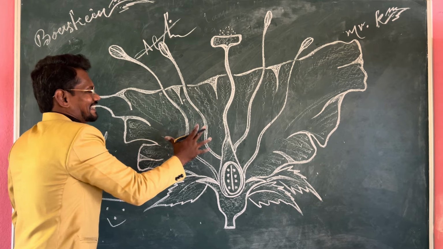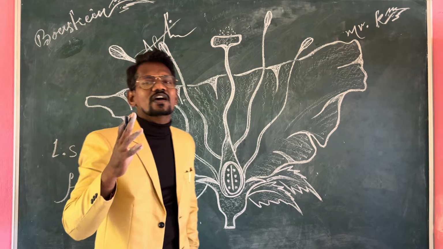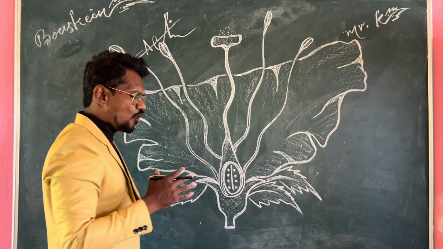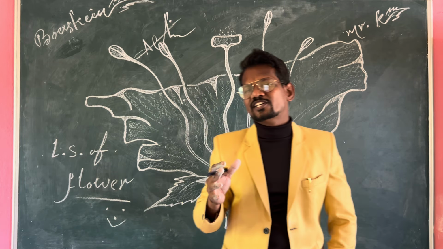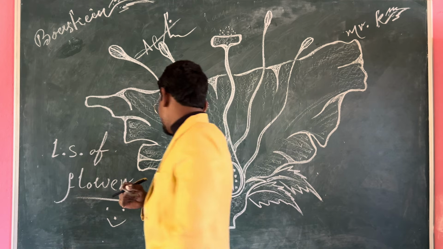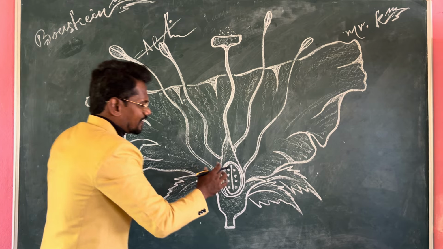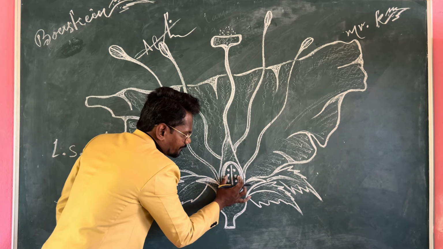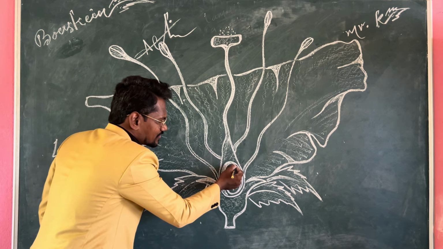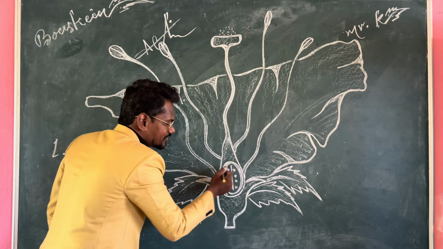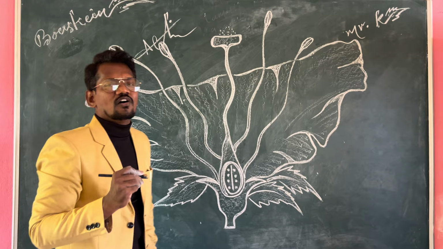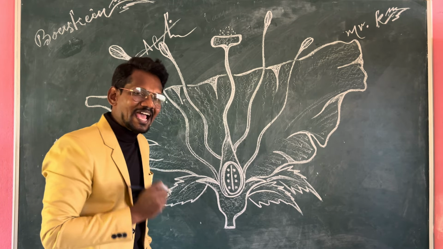This flower indicates bisexuality. Why? In the sense that in this flower, both male and female reproductive organs are located. Let's see one by one. The first one, we shall start with the primary reproductive structure that is known as ovary. This structure is called ovary. Ovary is the primary reproductive organ in the flower.